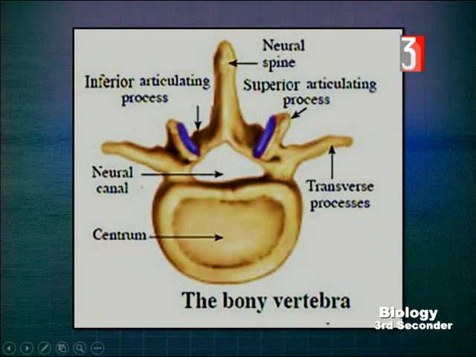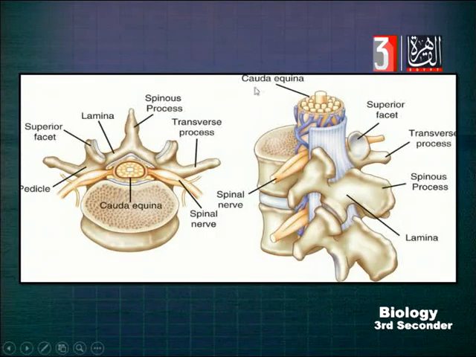The vertebrae articulate with each other through articulating processes, inferior or superior. The lower vertebra articulates with the upper one by the superior articulating process, and the upper articulates with the lower by the inferior articulating process. This is again the structure of a vertebra.